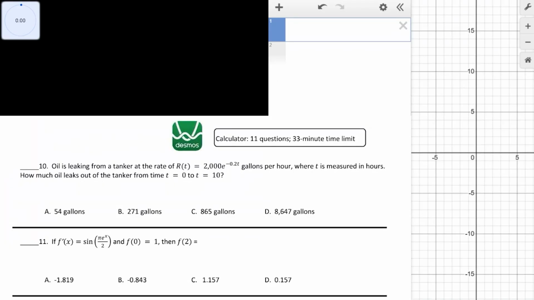Number 10 says oil is leaking from a tanker at the rate of R(t) equals 2,000 times e to the power of -0.2t gallons per hour, where t is measured in hours. How much oil leaks out of the tanker from time t equals 0 to t equals 10? Here we just want to find the integral from 0 to 10 of that function R(t) dt.